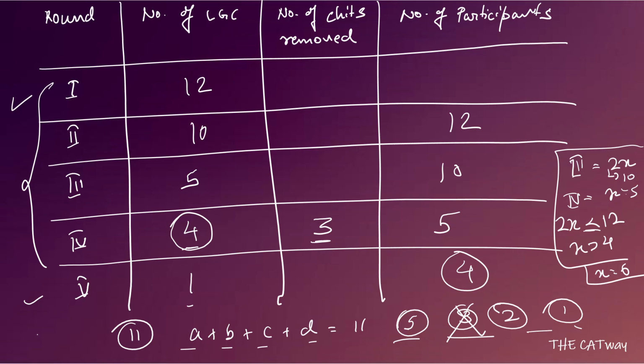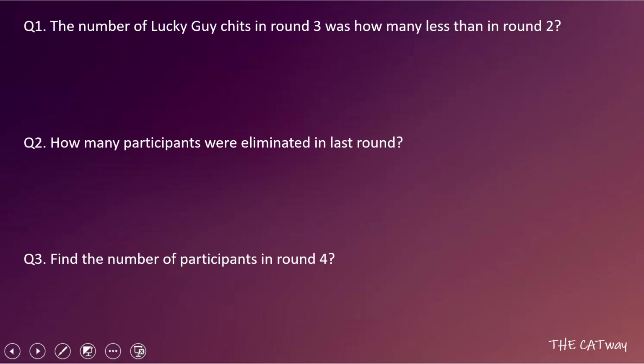Acha, after that, talking about the number of chits removed, we can see that 2 chits were removed from round 1 to round 2. There were 5 chits removed from round 2 to round 3. There was 1 chit removed from round 3 to round 4. Okay, 5 is done, 1 is done, 3 was already done. Now we have our complete table. Now we just have to answer the questions accordingly. So let's see the questions.